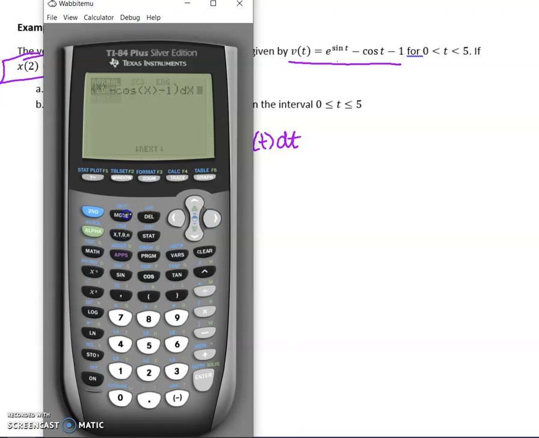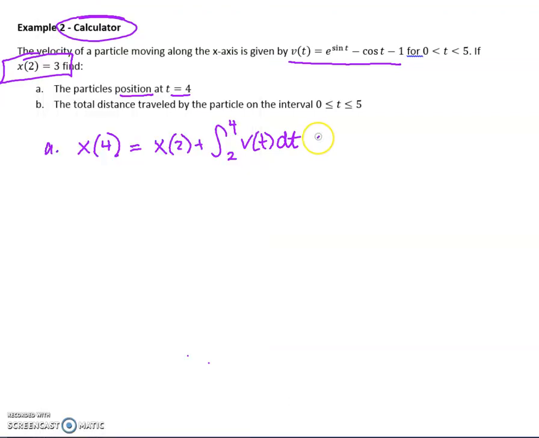Okay, you should also make sure you're in radians, which I am. Okay, so then I'm going to go ahead and hit enter. And so I end up with a position of 5.226.